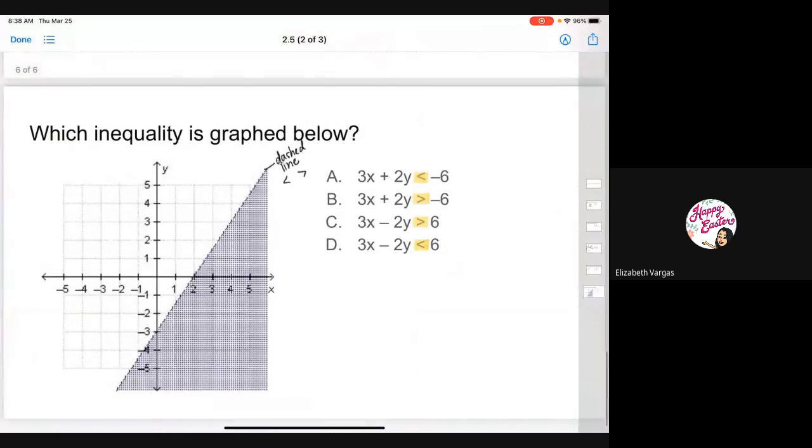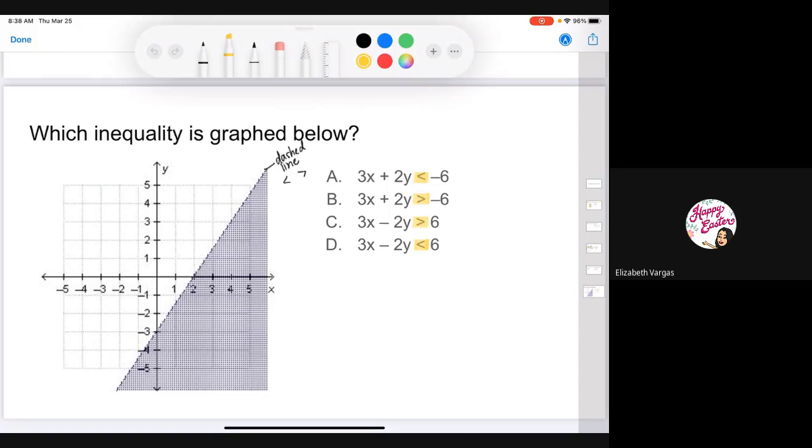Okay. And again, this might be a little bit more lengthy, but it is in fact a way that you can solve this problem. So basically what you want to do is you want to try a solution set in the shaded area. So basically I want to pick a point that is in the shaded area. And I will pick this point right here.